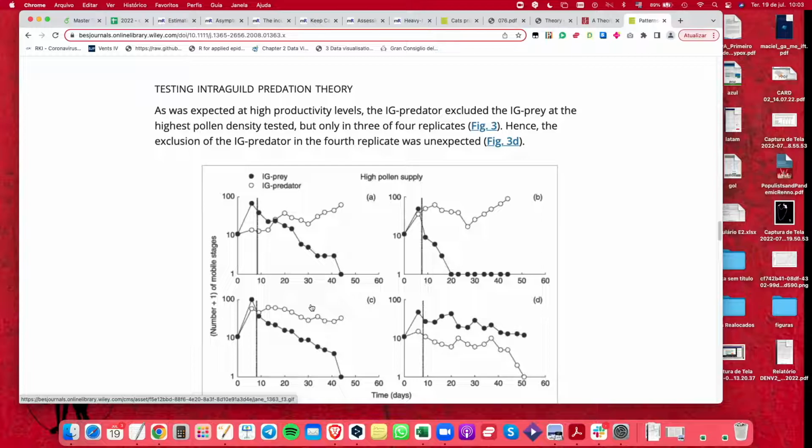So they feed pollen every 2 or 3 days. I don't remember now. It's somewhere there. And what they obtained is, okay, high pollen supply. Sorry, I made a mistake. The predator needs the high pollen supply, not the intermediate. So what you find is high pollen supply. Here the integral prey is being eliminated by integral predation.